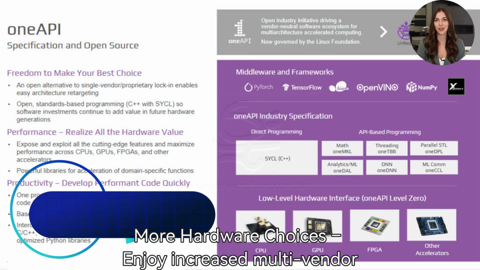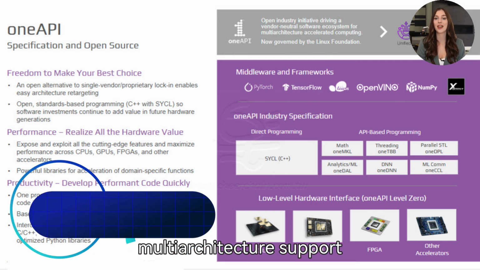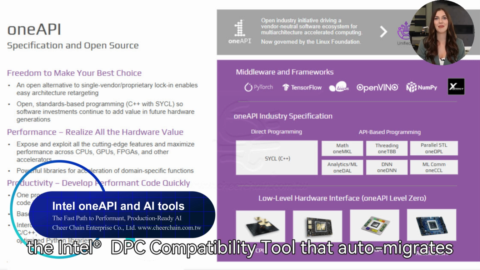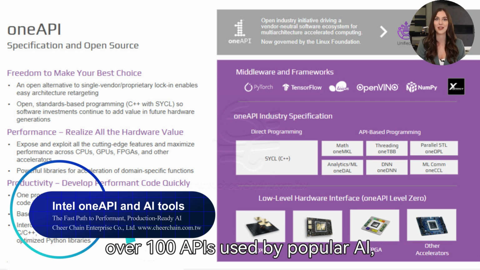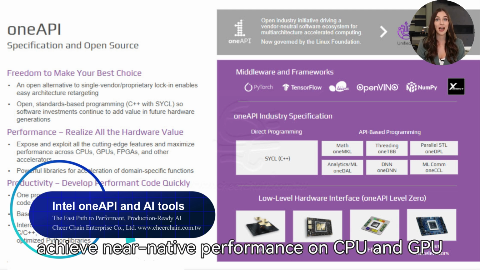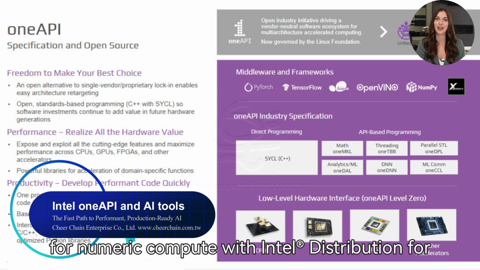Enjoy increased multi-vendor, multi-architecture support, including faster CUDA to SYCL migration with the Intel DPC++ Compatibility Tool that auto-migrates over 100 APIs used by popular AI, HPC, and rendering apps. Achieve near-native performance on CPU and GPU for numeric compute with Intel Distribution for Python.